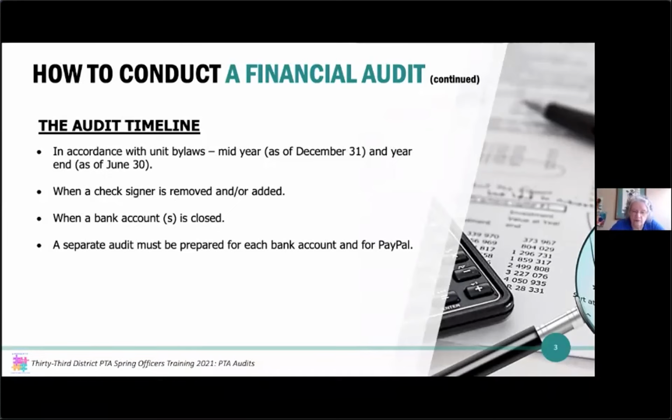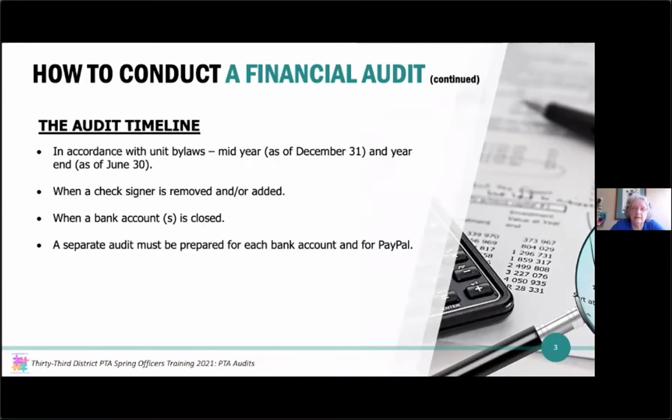Also, with PayPal, you may pay directly from PayPal. You're not allowed to do that. No one's allowed to pay anything through PayPal because we require the check authorization or EFT process. I have seen where money was taken out of a PayPal account and put into a bank account that was not the unit bank account, and that was investigated. And so we need to be very careful when it comes to PayPal.